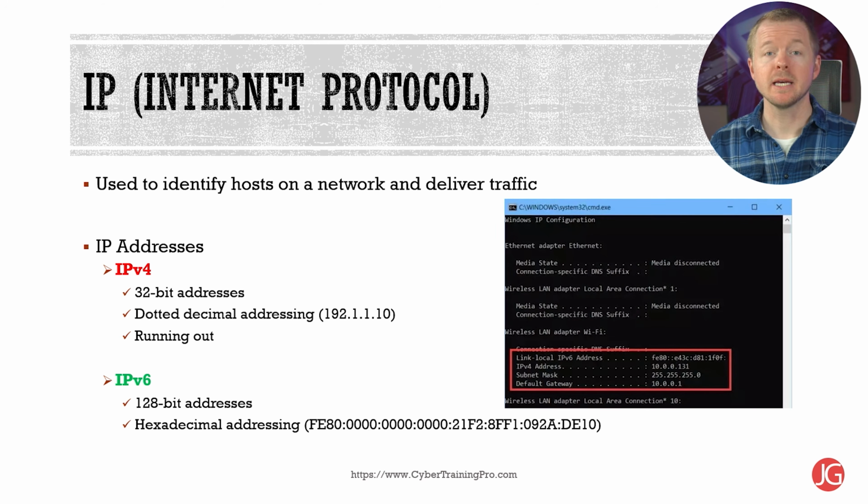IP, or the Internet Protocol, is what we use to identify hosts on a network with their IP address, and it's used in delivering traffic between different hosts. IPv4, or IP version 4, uses 32-bit addresses in dotted decimal format, like 192.1.1.10. IPv4 has been the traditional addressing that we've used. However, given the rapid expansion of internet-connected devices, the available addresses are running out, and that's where IPv6 comes into play. IP version 6 uses 128-bit addresses using hexadecimal code. There are significantly more IPv6 addresses available for use, in addition to some of the other features that IPv6 allows.